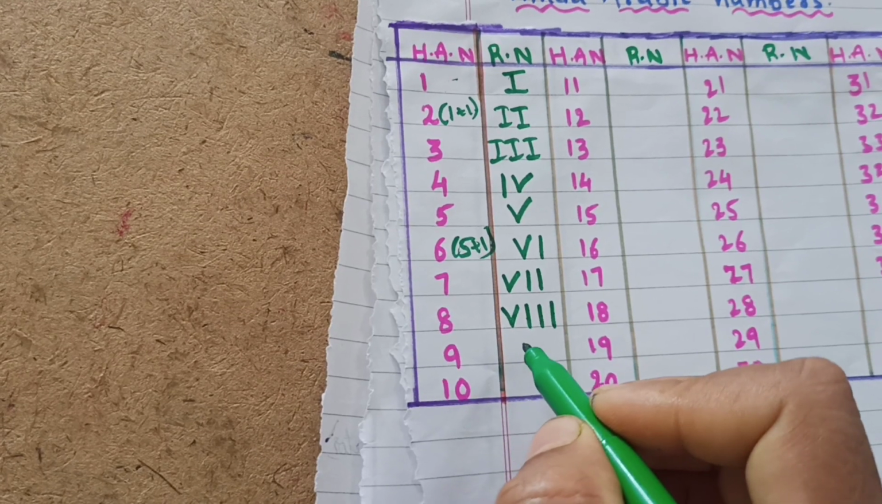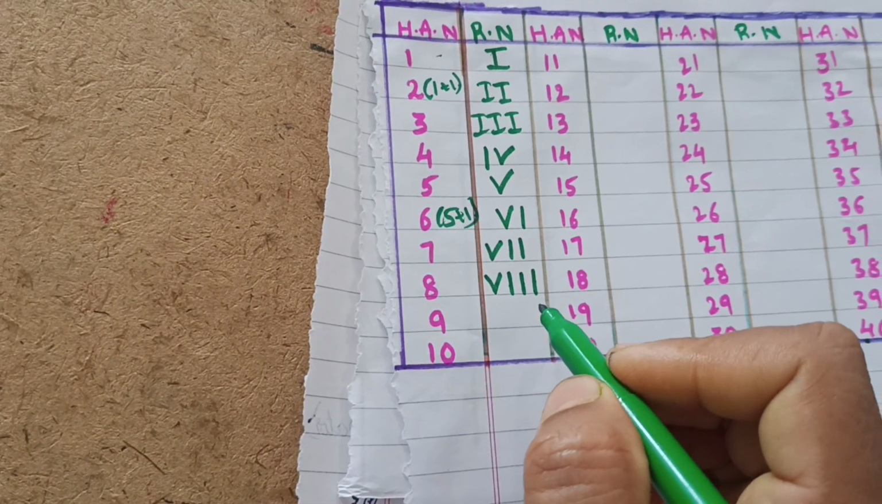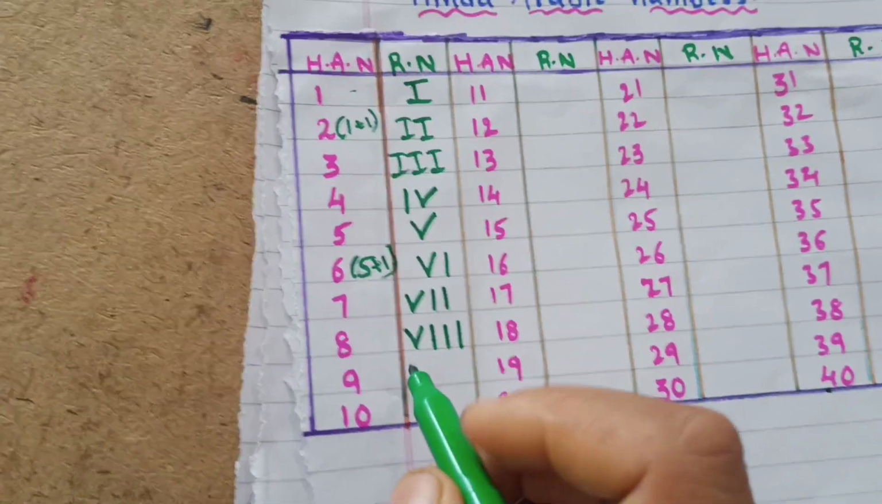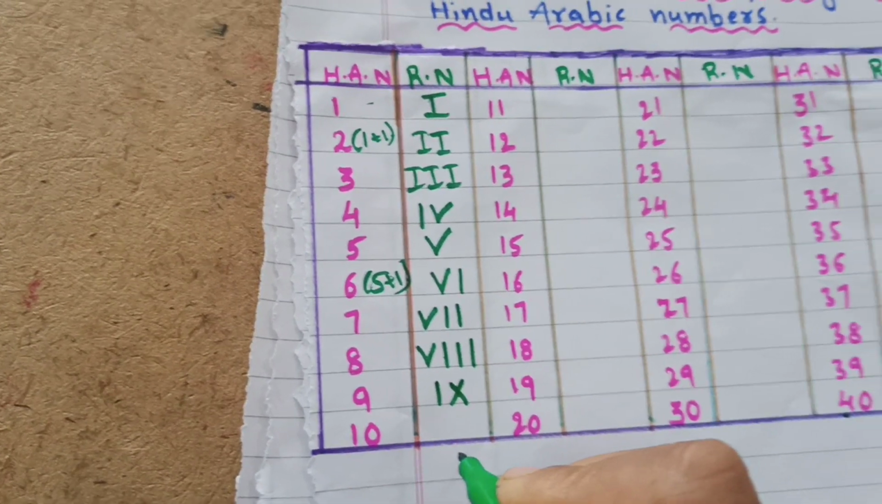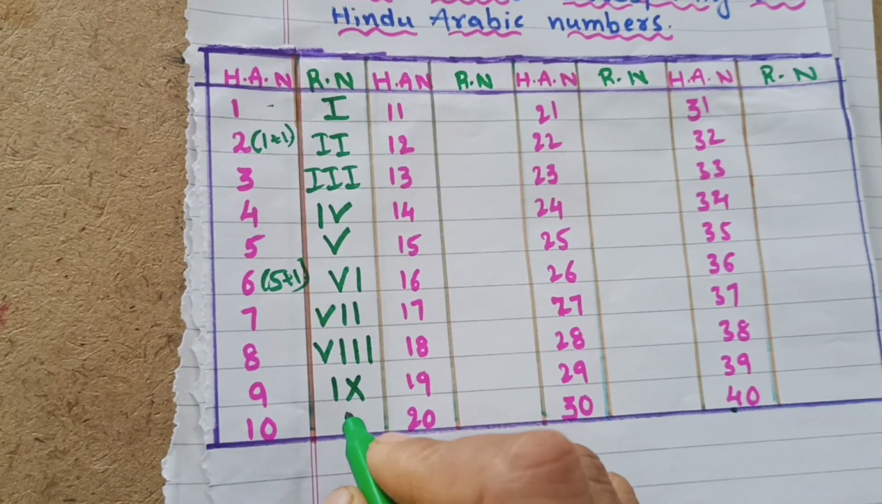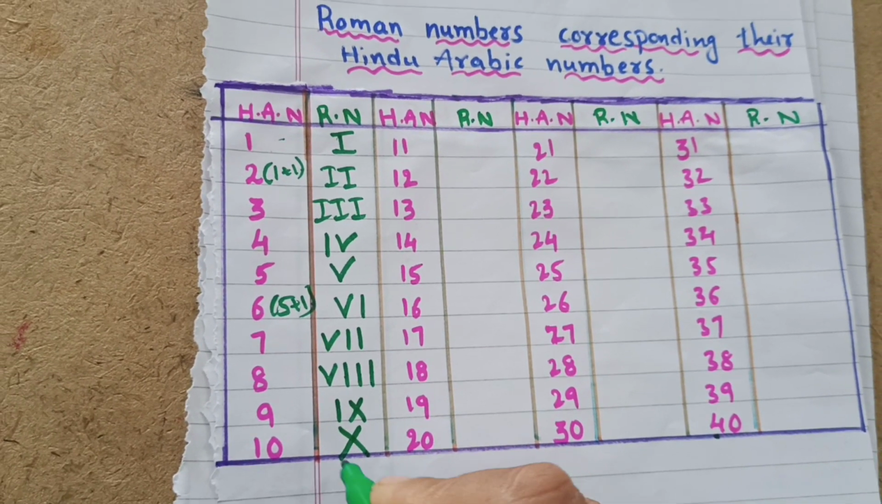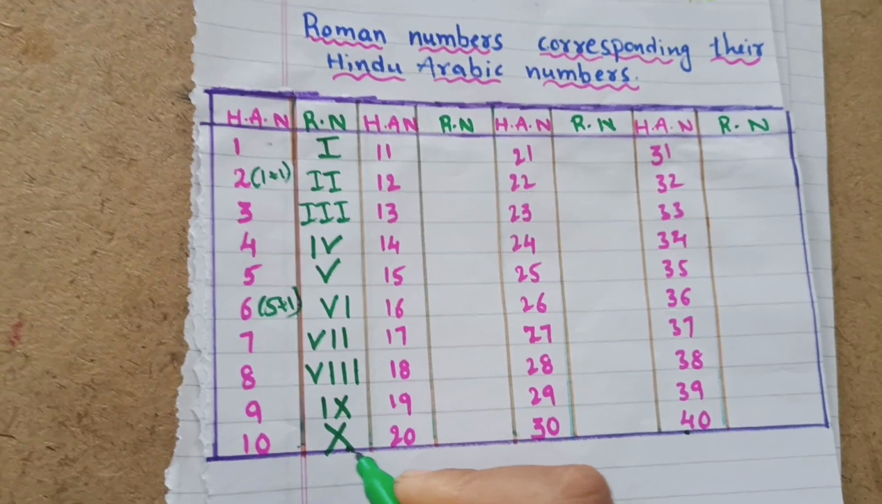Can you write VIIII, I 4 times? No, because I can be repeated only 3 times. So we can write 9 as IX. Next, 10. We know already. In the 7 basic symbols it is there. 10 can be written as X.